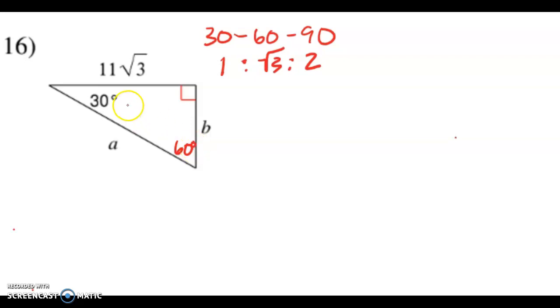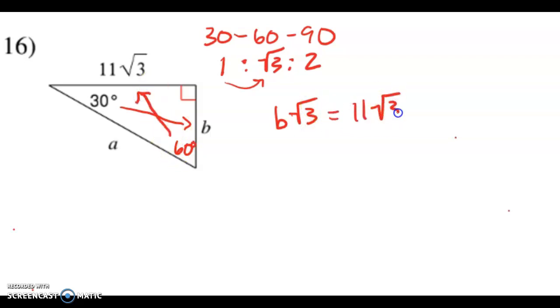I know if I take the side that's opposite from the 30-degree angle, the B, and I multiply it by root 3, that's going to give me the side that's opposite the 60-degree angle, which happens to be 11 root 3 here. So I'll go through and solve for B. In other words, just divide by root 3, divide by root 3. That gives us a nice, easy expression to simplify on the right.